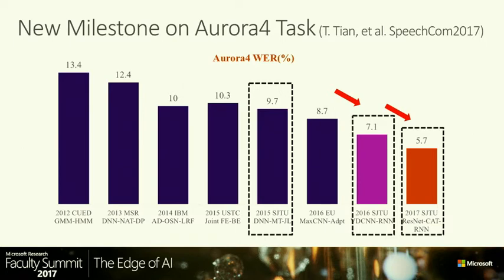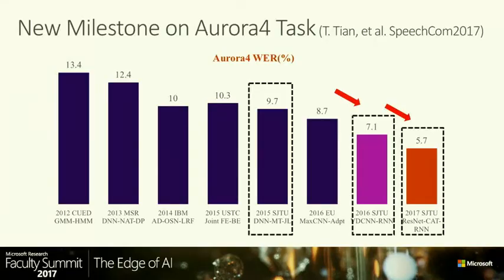We can see during the last 3 years, our systems, which were developed using the above mentioned technologies, got the best results. And particularly, the recently obtained result of 5.7% word error rate is a new milestone on Aurora 4. It is a huge progress for noise robust speech recognition.